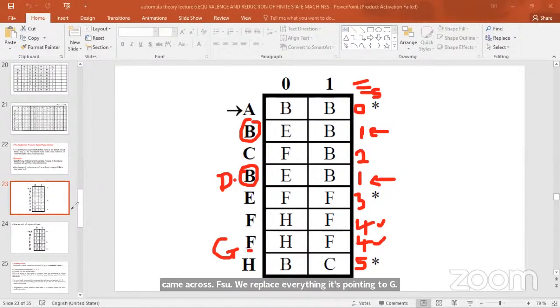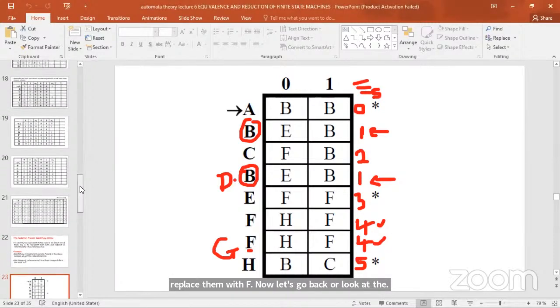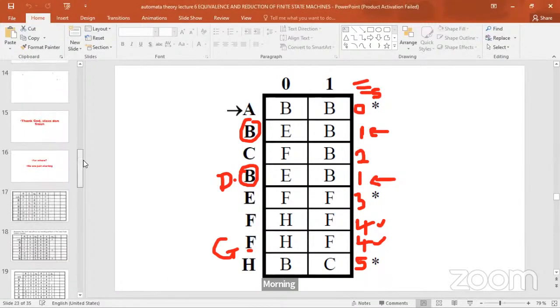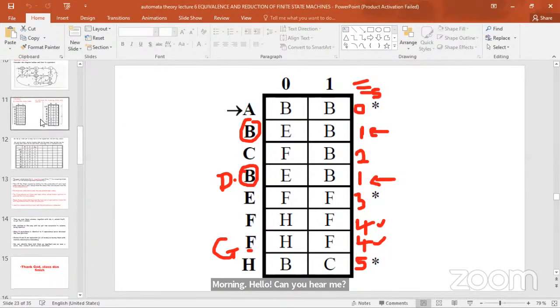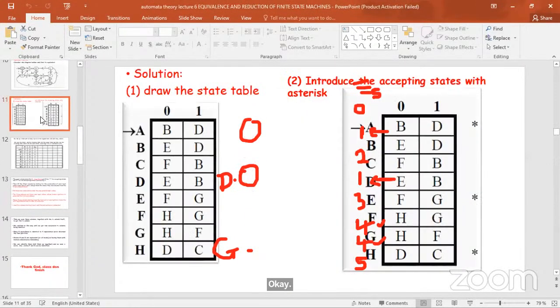Now, let's go back up and look at the... when you go back, hello, can you hear me? Yes, sir. Oh, great. So look at the initial table. Don't mind the red stuff on it.